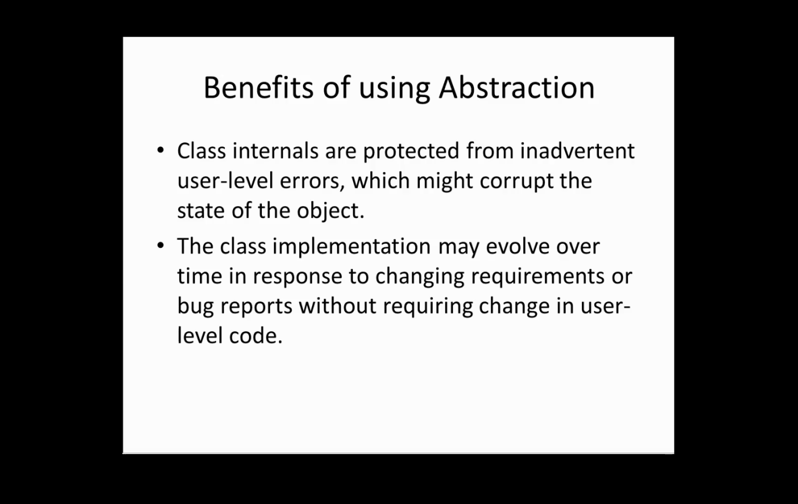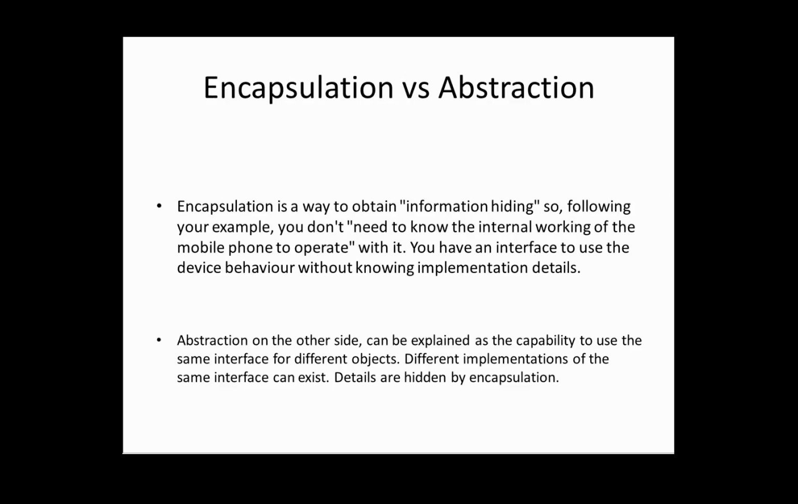So, what are the benefits of using abstraction in your code? Simply, we can say that class internals are protected from inadvertent user-level errors, which might corrupt the state of the object. The class implementation may evolve over time in response to changing requirements or bug reports without requiring change in user-level code. So before the example, basically we can understand the differences between encapsulation and abstraction, and this is very important, so it is important for you to understand it here.